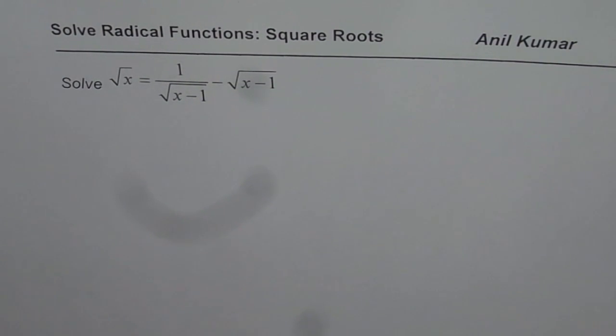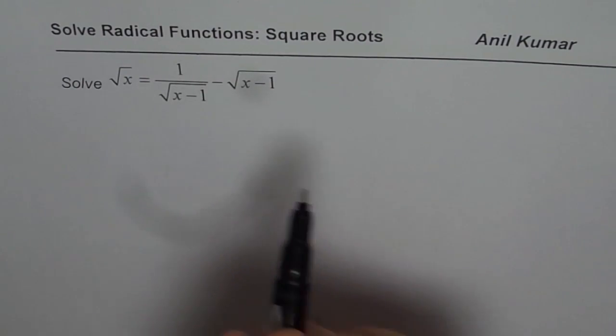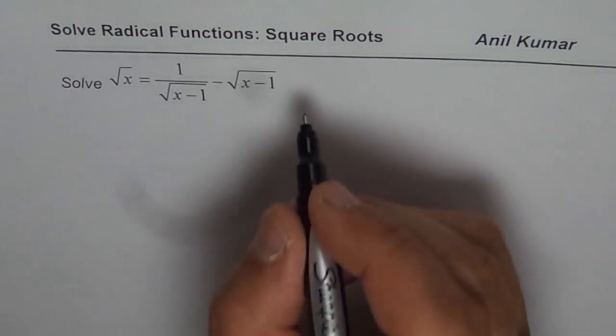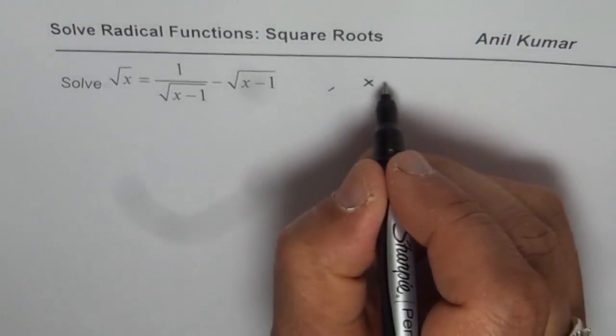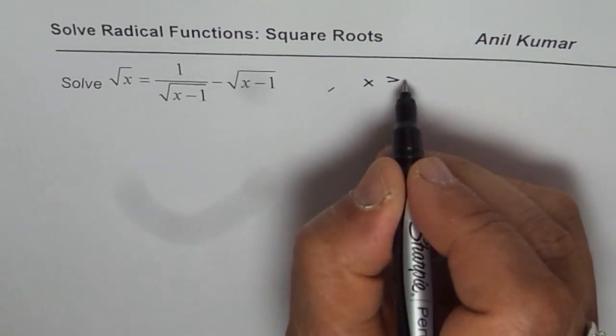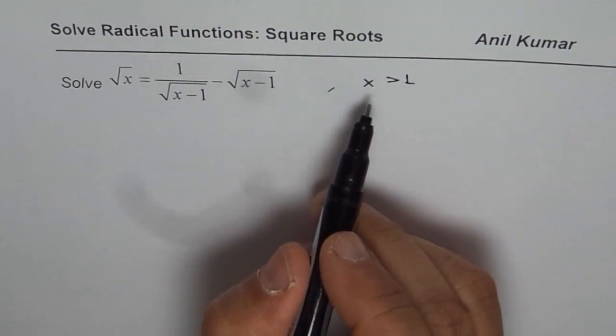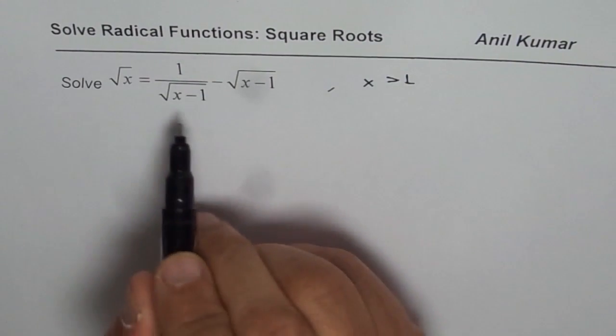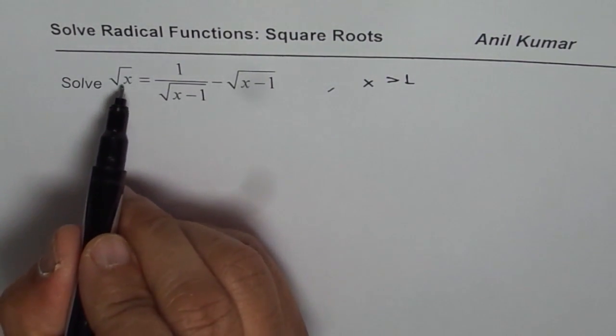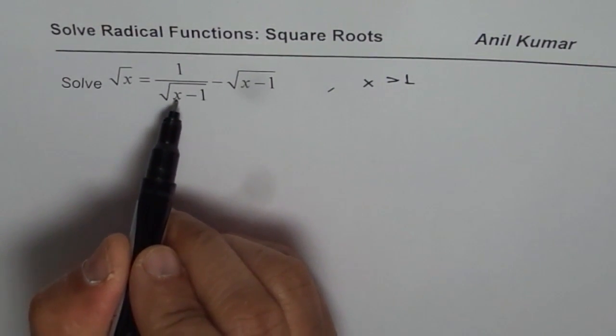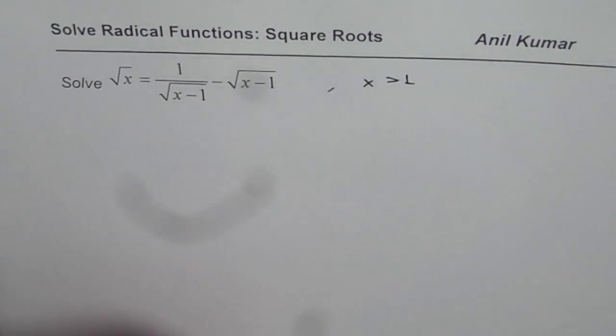The question here is: square root of x equals 1 over square root of x minus 1, minus square root of x minus 1. To begin with, we should write restrictions on the function itself. We know x should be greater than 1, right? Since the denominator cannot be 0, x should be greater than 1. So that is the restriction, right? This gives you x greater than 0, this gives you x greater than 1, so ultimately that is the restriction.